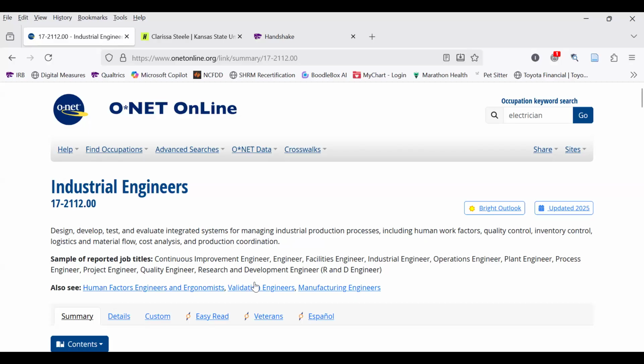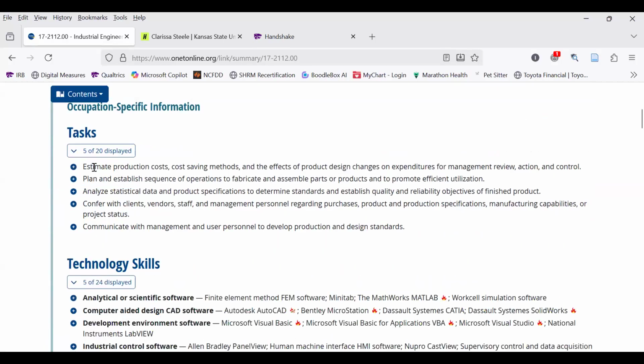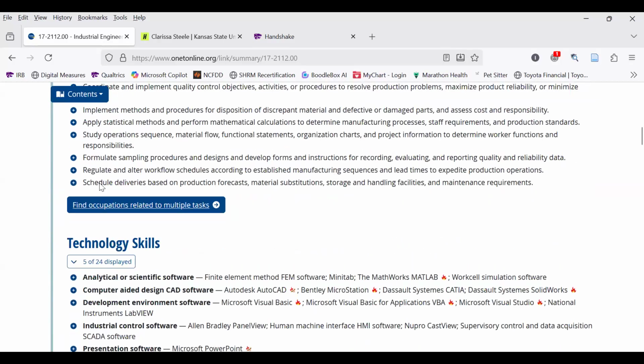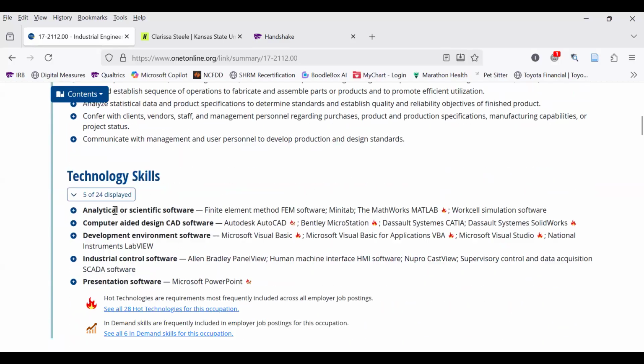They also can give you other jobs that might be similar to this job that you might want to look at as well in terms of the description, especially if you're trying to write a job description and you want to be comprehensive. So the summary has lots of tasks. There's usually a ton of tasks. Right here, they're just showing 5 of 20. If you click it, they'll bring up all of the tasks. This is very helpful for writing a job description.